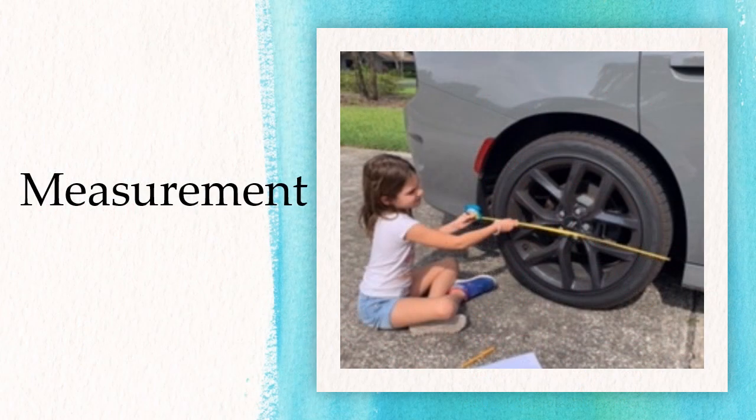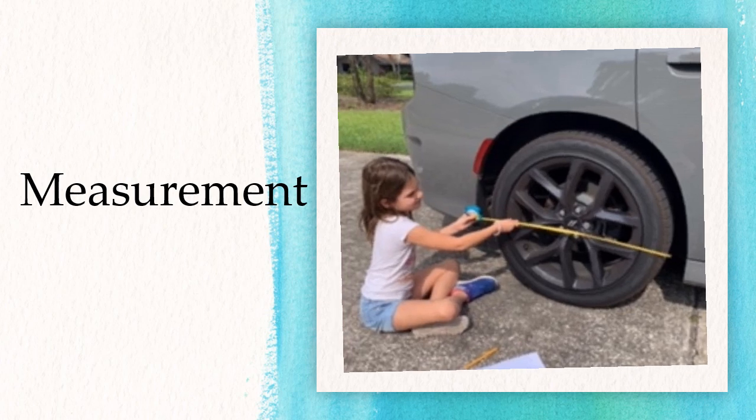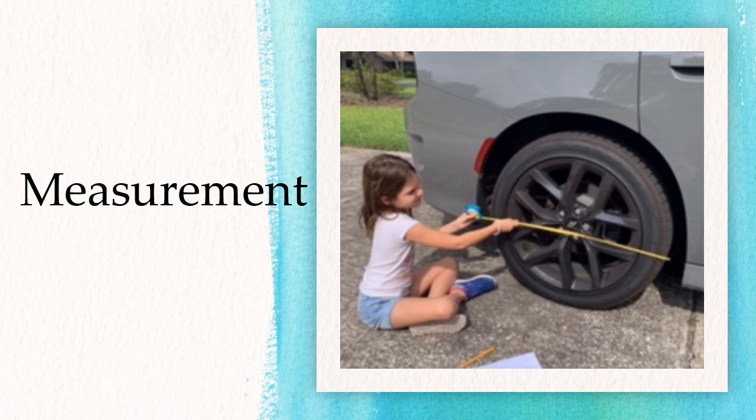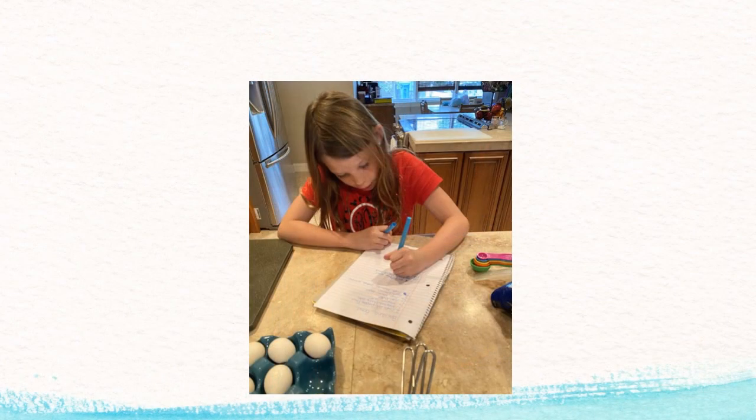Next, we're going on to measurement. And here we have a student who is measuring the tire on her mom's car. Now we have a student who is helping with a recipe at home, but they've noticed they only have enough ingredients to make half the recipe, so they're having to work on the totals for each of those measurements and cutting each of them in half.